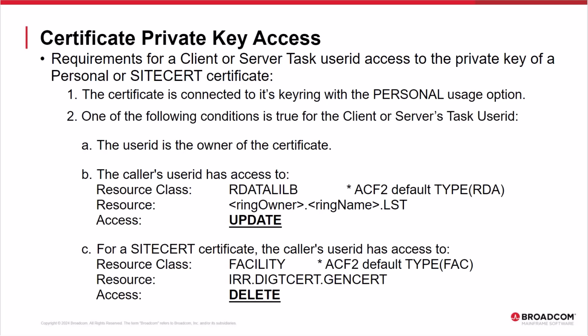Second, if the user ID of the task accessing the certificate has update access to the resource ringowner.ringname.LST for the RDATALIB resource class, then access to the private key will be allowed. Finally, if the certificate is a SITE certificate and the user ID of the task that is accessing the certificate has delete or control access to the resource IRR.DIGTCERT.GENCERT for the FACILITY resource class, then access to the private key will be allowed. The next few ESM-specific slides will show how certificate ownership is determined and provide sample rules and permits.